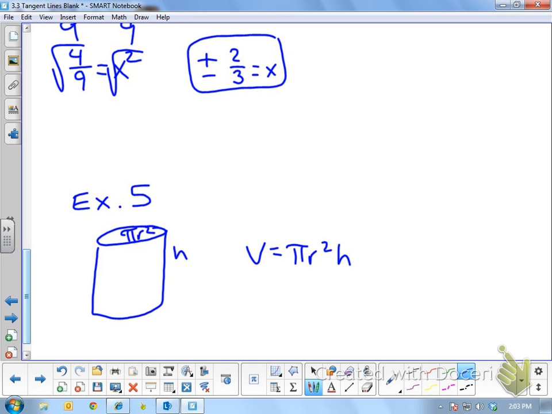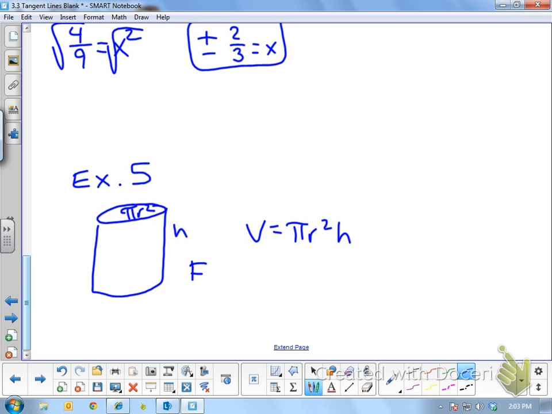What if I wanted you to find dV/dr? Let's say I had a cylinder where my height's always going to be the same, but I might change the radius. So I'm considering height a constant right now because I'm always going to keep the height the same. But I want to change the radius around. Well, dV/dr, that's the same as saying take the derivative of this function. But what am I going to do here because I have r squared times h?